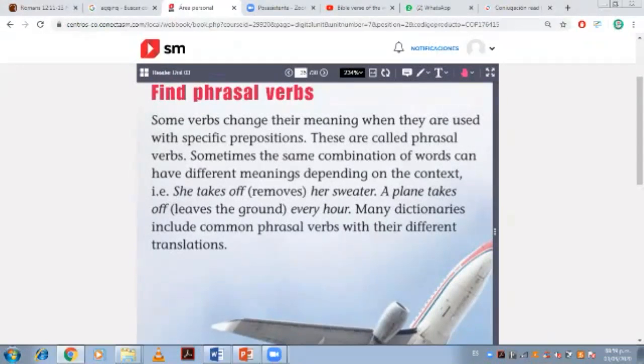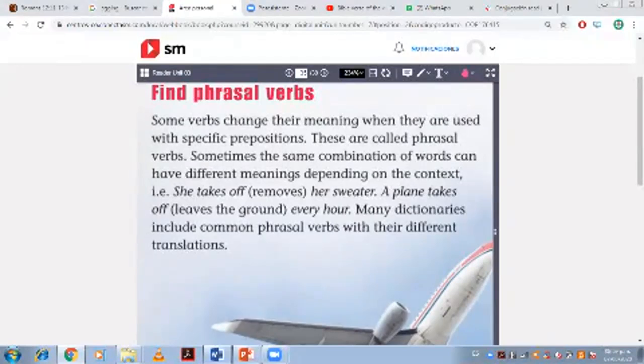For example, she takes off her sweater. It means removes her sweater. A plane takes off, leaves the ground every hour. Many dictionaries include common phrasal verbs with their different translations.